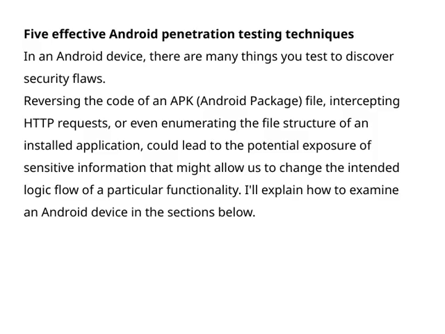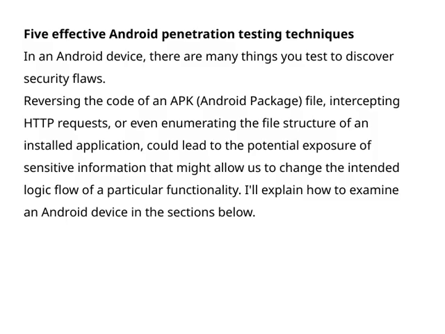When it comes to testing Android devices for security flaws, there are several effective techniques we can use. These methods help us uncover vulnerabilities that could compromise sensitive information or alter how the app functions. For example, reversing the code of an APK, which is essentially the app's package file, allows us to see how the app operates behind the scenes.